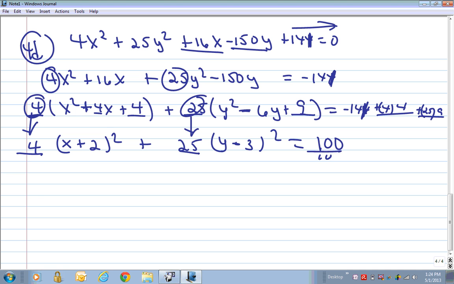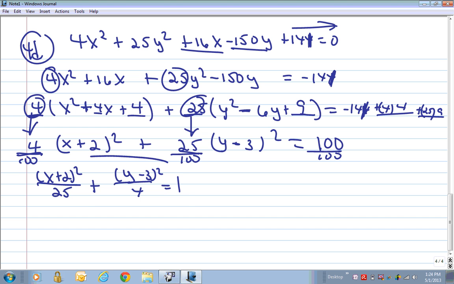So divide by 100 to get 1, divide by 100, and divide by 100. This becomes 1 over 25, so you end up with x plus 2 squared over 25, plus this becomes 1 over 4. You end up with y minus 3 squared over 4 equals 1. And there is our ellipse that we can now find our center, our vertices, our foci, and our eccentricity for.